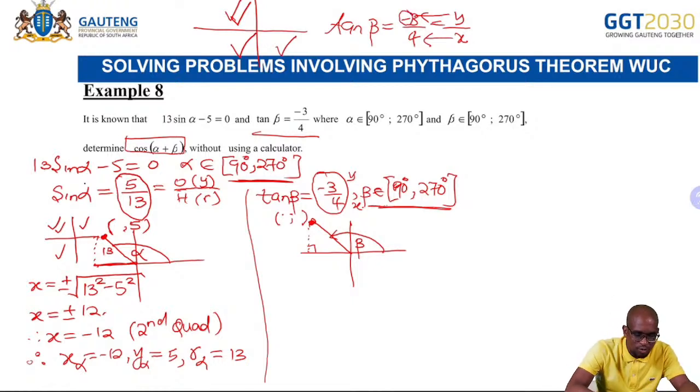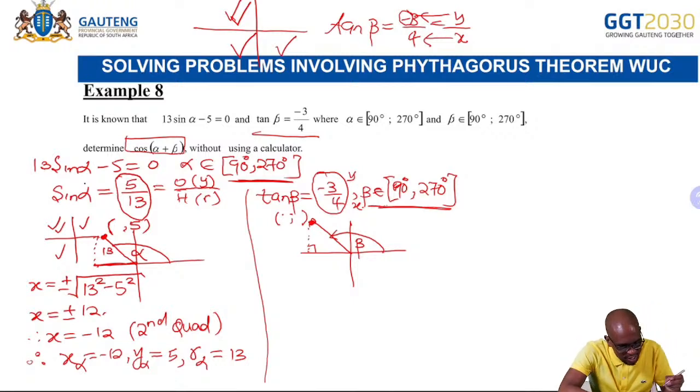You need to check in that quadrant which one is negative, because the negative is not for only 3, it is for the whole fraction. So you need to decide which one is negative in the second quadrant. You can see in the second quadrant it's only x that is negative, y is positive. So y would be 3 and x would be negative 4, like that. That's how I decided where this negative should be.